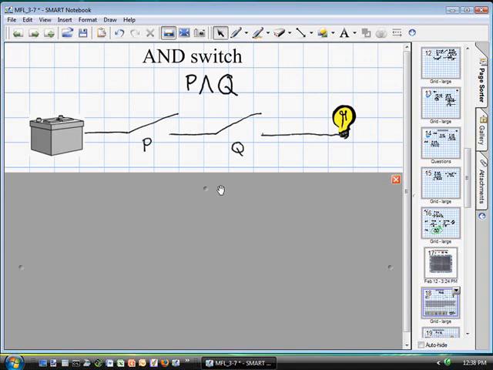If I close switch P and turn that on, the power still won't get there, right? But if I close them both, isn't that exactly how AND works? Only true when both are true, only on when both are on. So you are looking at an AND switch. And it's pretty easy to identify. Okay?